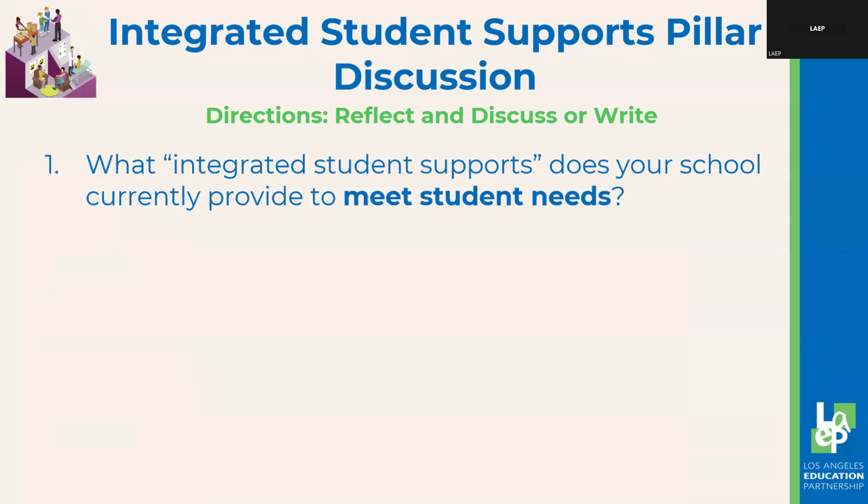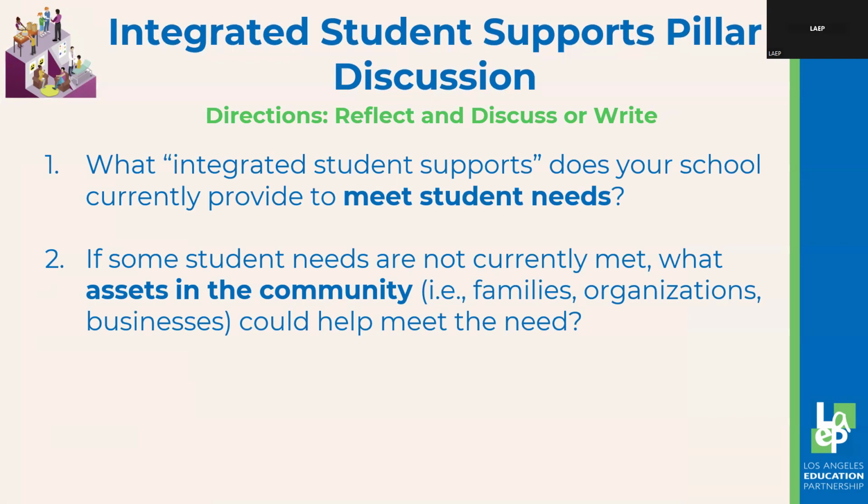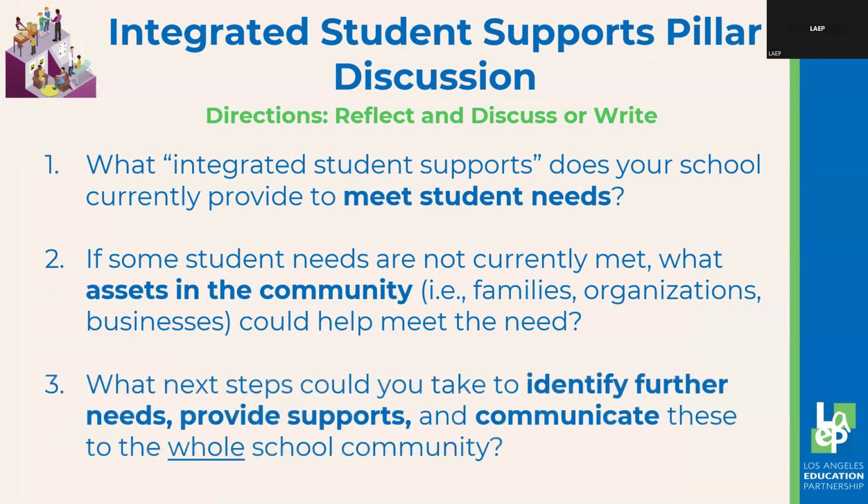Number 1, what integrated student supports does your school currently provide to meet student needs? If some student needs are not currently met, what assets in the community could help meet the need? What next steps could you take to identify further needs, provide supports, and communicate these to the whole school community?